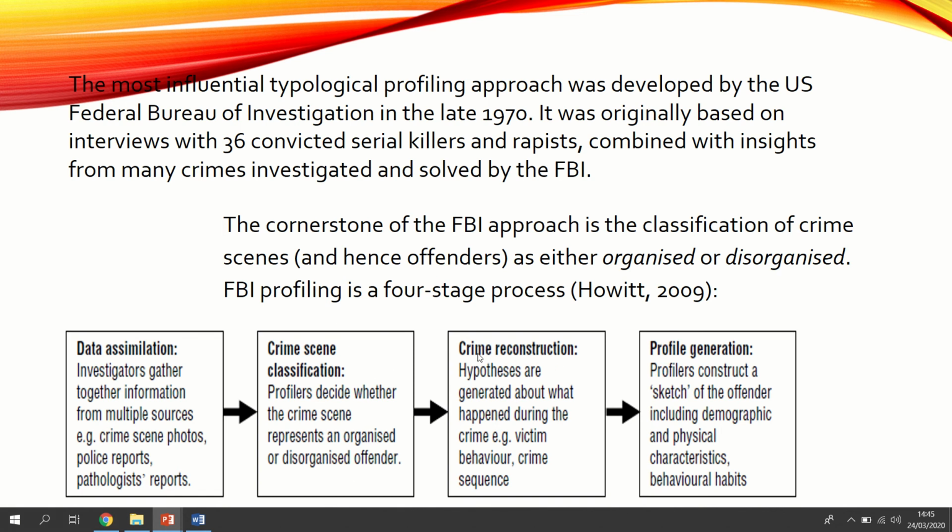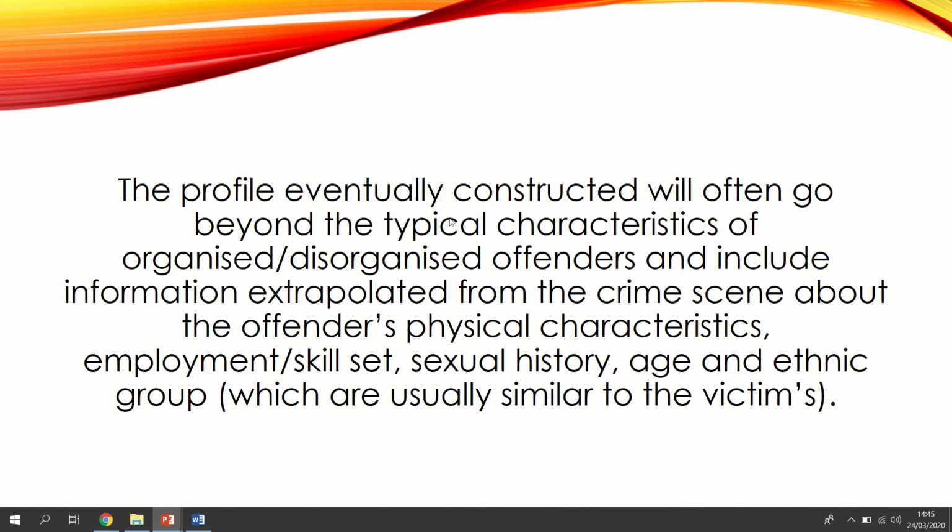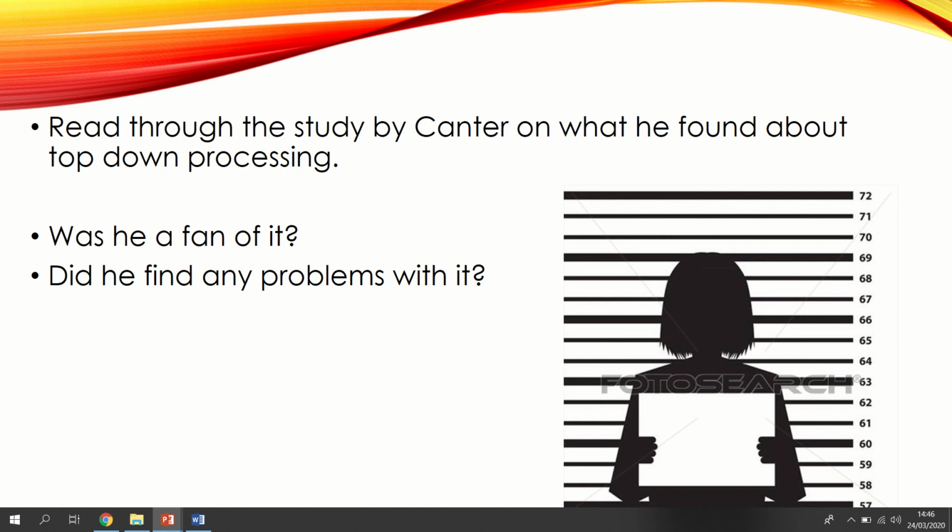They then do crime reconstruction. They build hypotheses about what happened during the crime, the victim's behaviour and the crime sequence, which is very similar to building the offender profile. And then profile generation is getting a sketch of the profile of the offender together. The profile eventually constructed will often go beyond the typical characteristics of organised and disorganised offenders and include information extrapolated from the crime scene about the offender's physical characteristics or employment. That list that I showed you, it's not just those characteristics. They will look for other ones as well that may match.